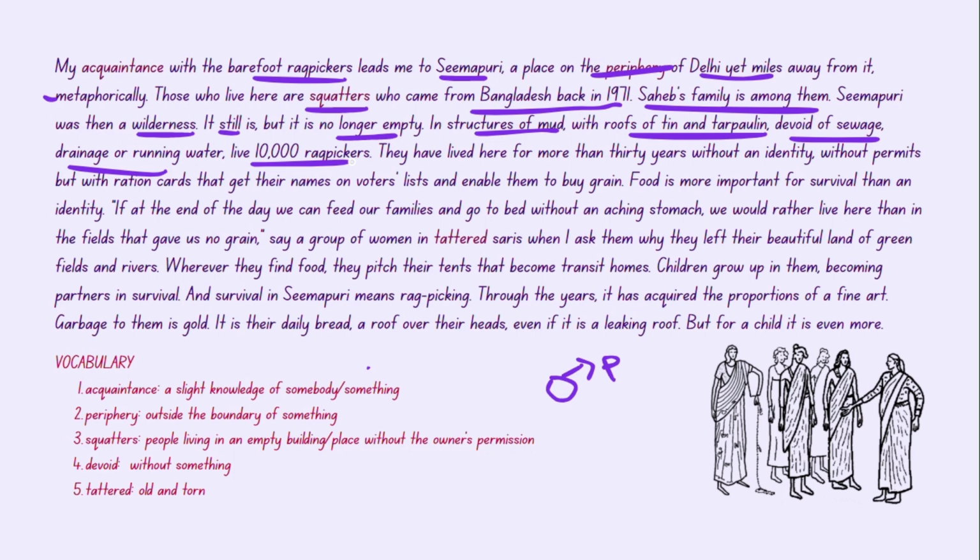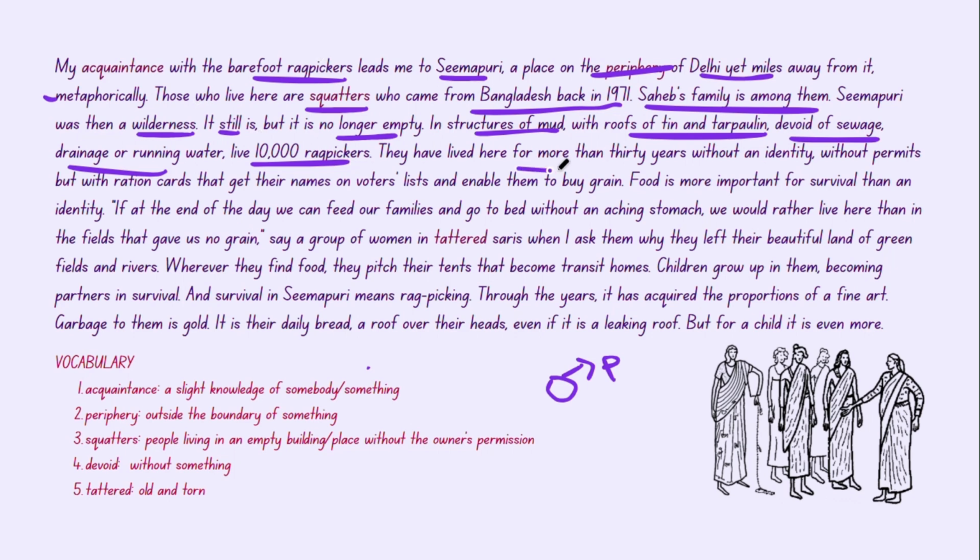It is devoid of sewage. It does not have any proper sewage. It does not have any drainage, and there is no running water. So you can picture slums. They have no facilities. They are just living there in their kacha houses, their houses made of mud and tin and tarpaulin and whatever they could get to create a structure, to create a roof over their head.